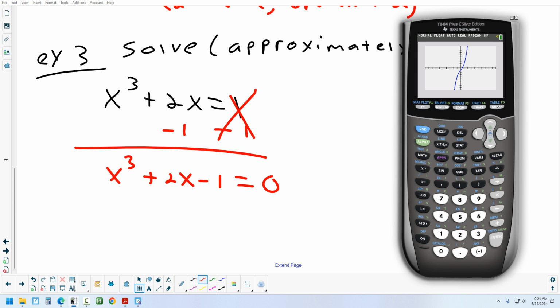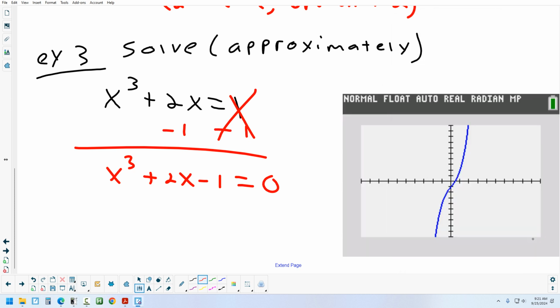Now, the first cubic that we did at the beginning of class, how many times did that one cross the x-axis? 3. How many times does it look like this one crosses? 1. Just once. Okay. So I told you that this number isn't a guarantee of how many times it'll cross. It's a maximum number of times it could cross. So it can't cross more than 3. This one just crosses once.